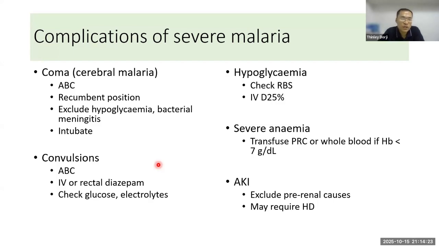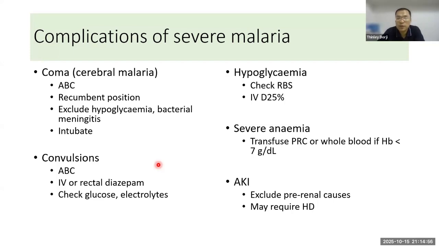If it is coma, that's usually because of cerebral malaria. You have to check ABC, keep the patient in recovery position, address the correctable things first, like hypoglycemia, or they may have bacterial meningitis. You might have to give antibiotic cover. If the patient is unable to maintain the airway, if the GCS is low, you might have to intubate the patient. If there's seizure, do ABC, give IV or rectal diazepam, check glucose and electrolytes.